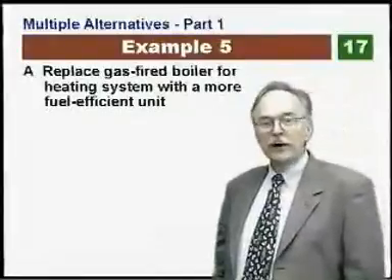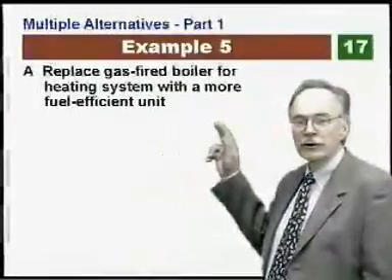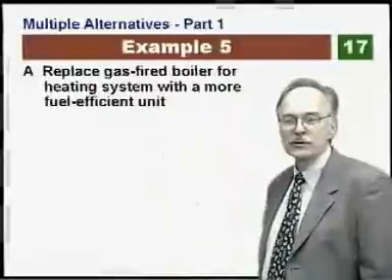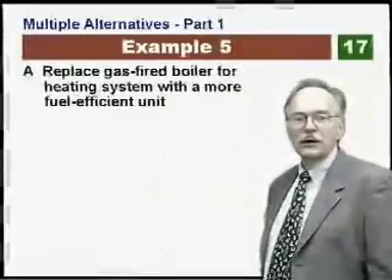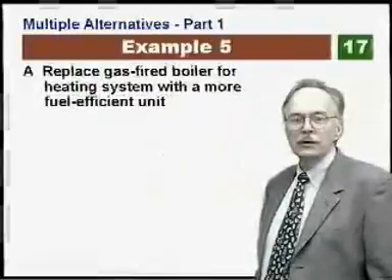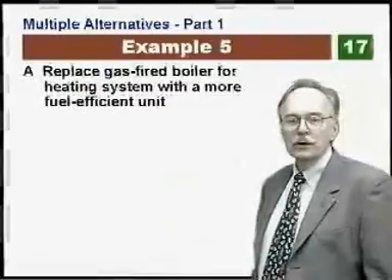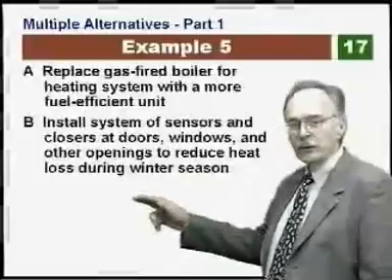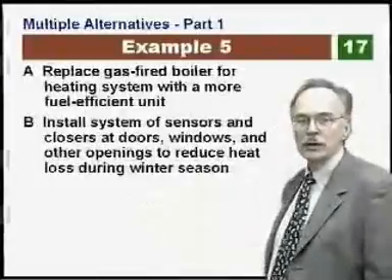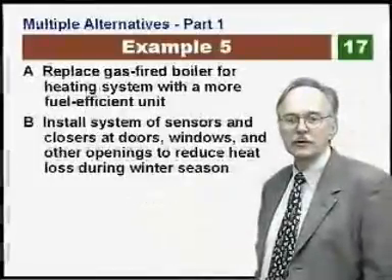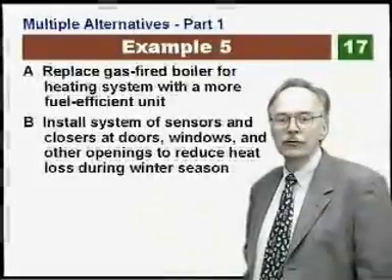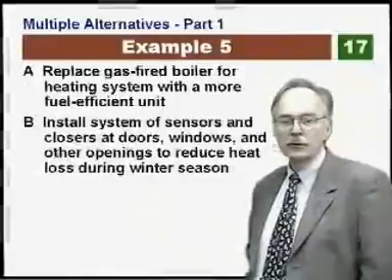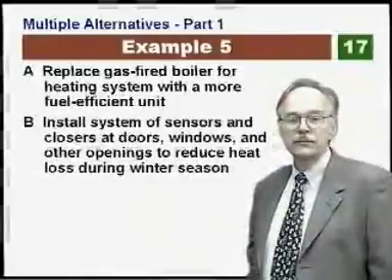So let's look at example 5. We've got a gas-fired boiler again. We seem to have a predilection for examples with boilers and generators. We're thinking about a more fuel-efficient unit for alternative A. With alternative B, we're thinking about installing a system of sensors and closers, automatic sensors and closers at doors, windows, and other openings in the roof or in the sidewalls to reduce the heat loss during the winter season.